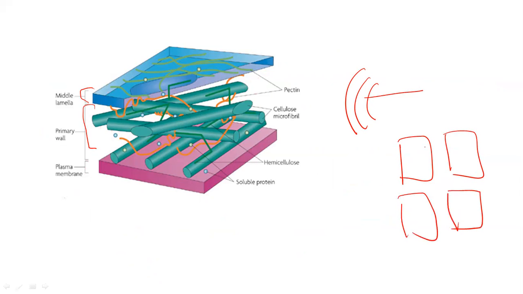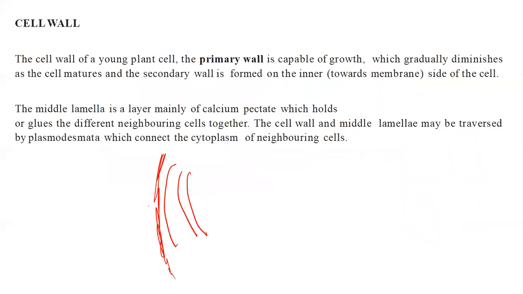plant cell doesn't mean the whole plant has one cell, right? There are a lot of cells. If this is the cell membrane and this is the primary cell wall, then the middle lamella is something like this. It helps in connections, to transport things from this cell to this cell and this cell to this cell. What does the middle layer contain? The middle layer consists of calcium pectate, and it mainly glues the neighboring cells together.